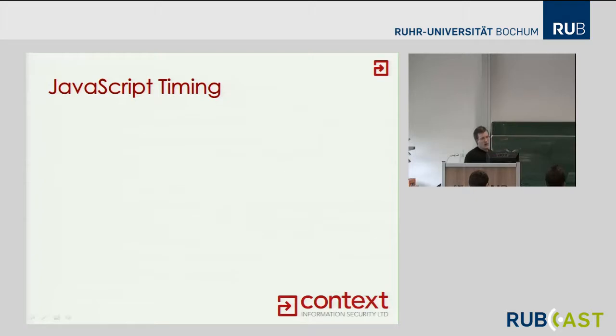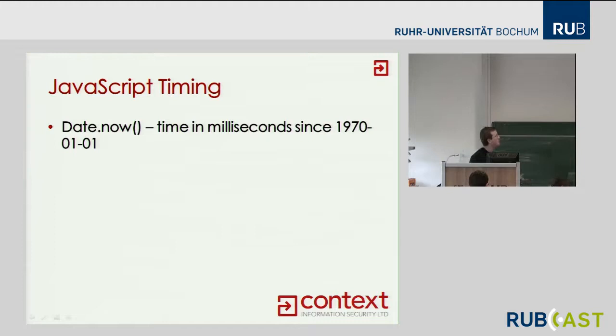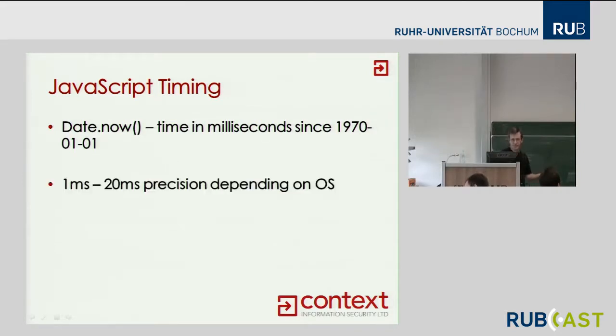So we're talking about timing attacks in the browser. How do we time something in JavaScript in the browser? It's very simple. There is an object called Date, which has a function called now, and this will just return the current time in milliseconds since the Unix epoch. The precision of this function is in the low milliseconds. It depends what operating system you have, but typically between 1 and 20 milliseconds. That's the resolution of this timer.